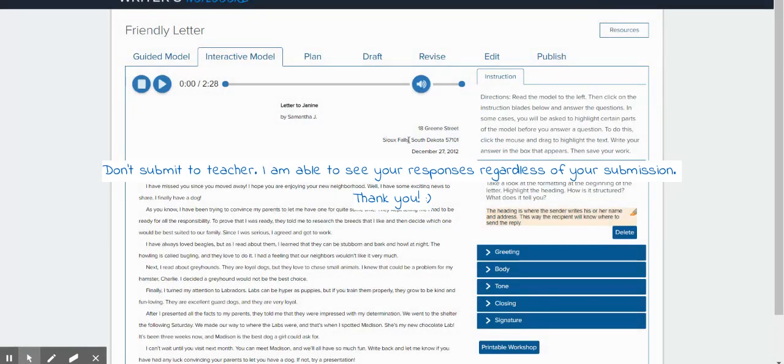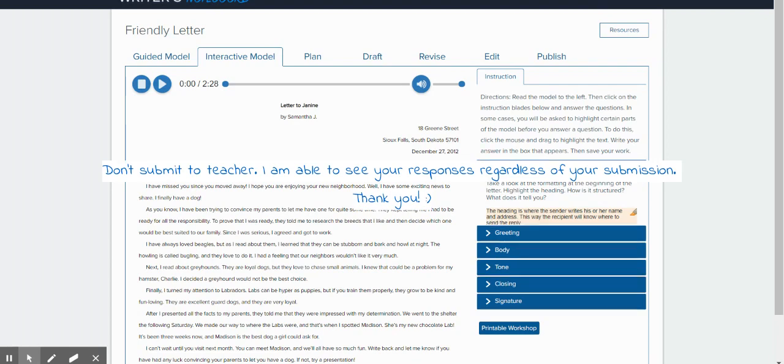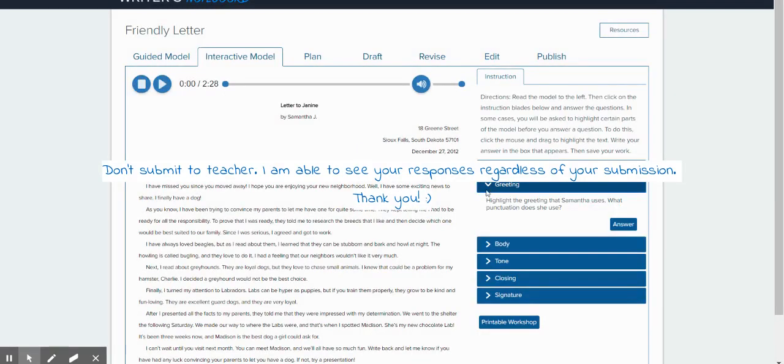Okay, so now your answer is saved. You see, there's a check mark next to where it says heading. Next is greeting. Now it says highlight the greeting that Samantha uses. What punctuation does she use?